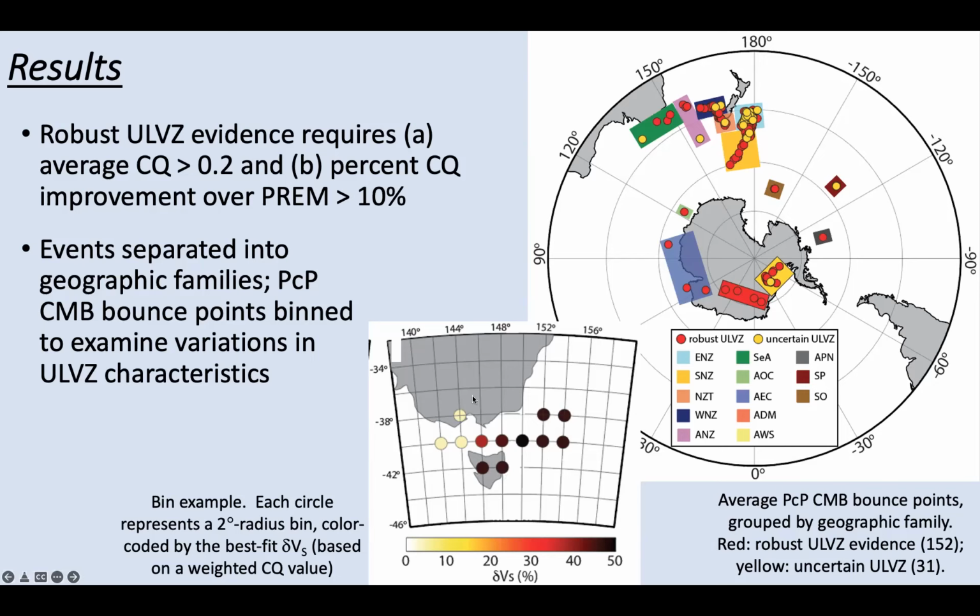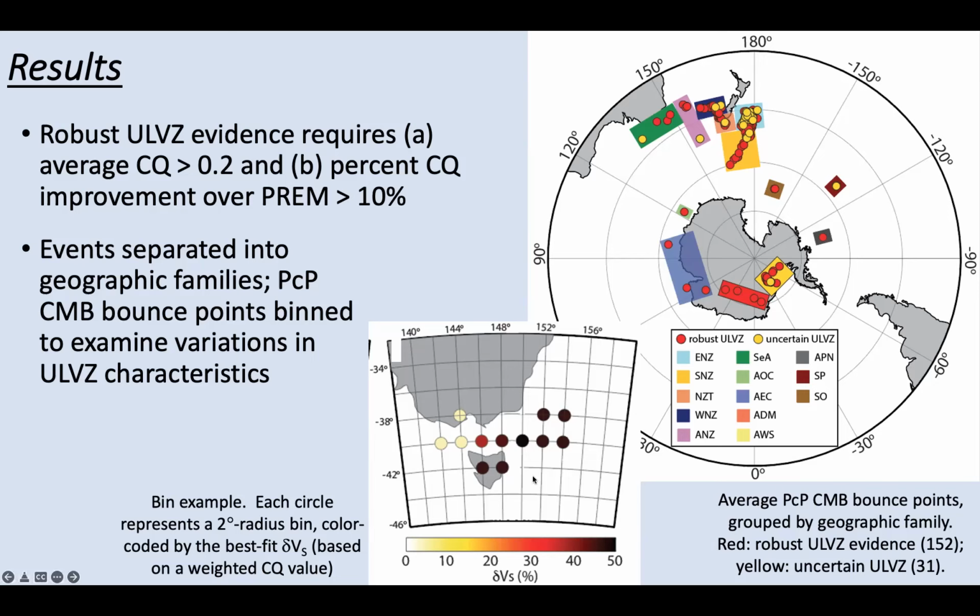This is Tasmania and the southeast corner of Australia, and the gray is just for reference. Each one of the dots is meant to represent a 2-degree radius bin, which was then moved from one grid location to another over a 2x2 degree grid. We found all of the PCP bounce points that fell within that bin, and then computed a weighted CQ value, very similar to the CQ I mentioned before, to find the best fit ULVZ parameters in that bin.